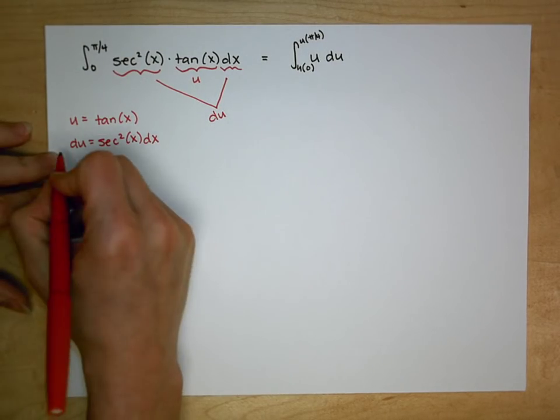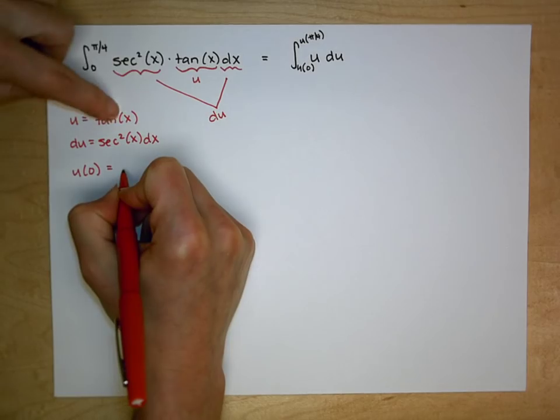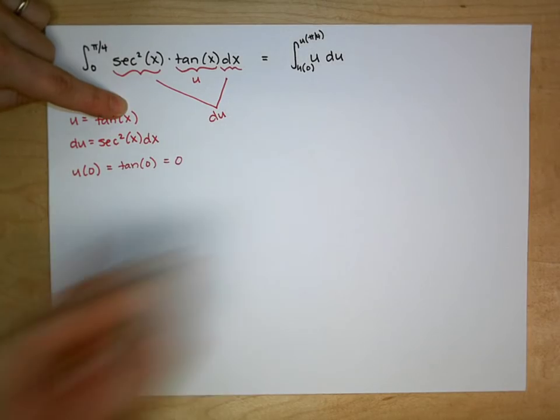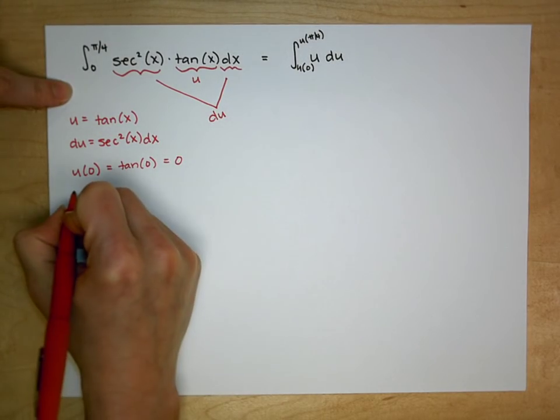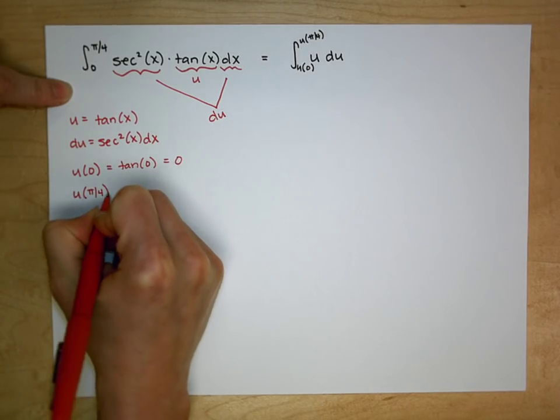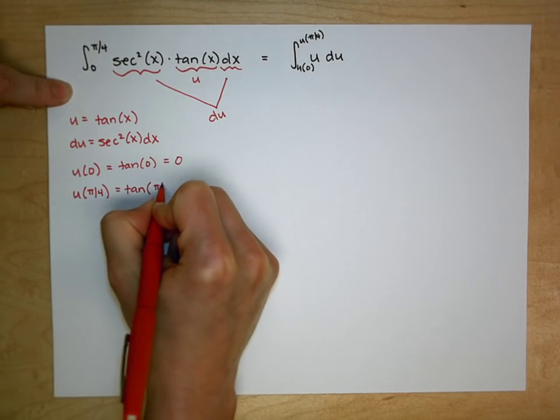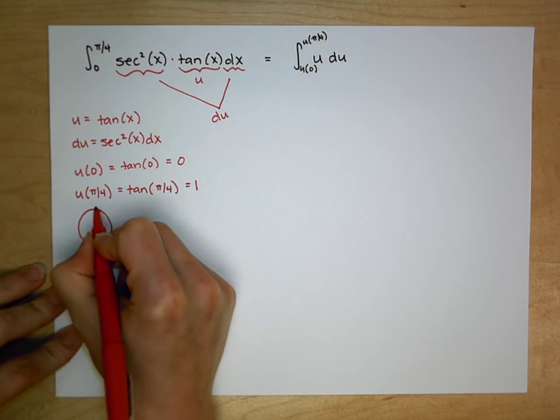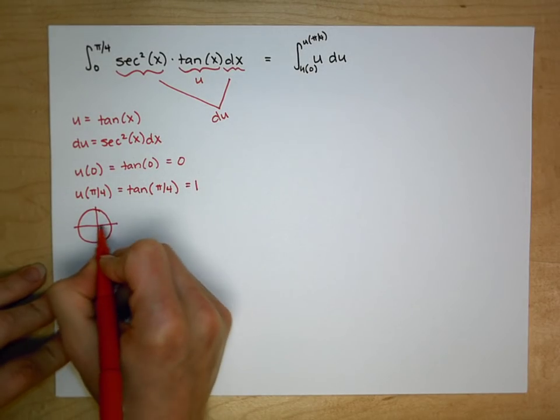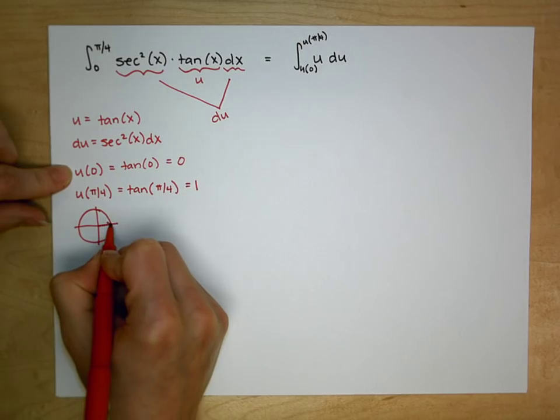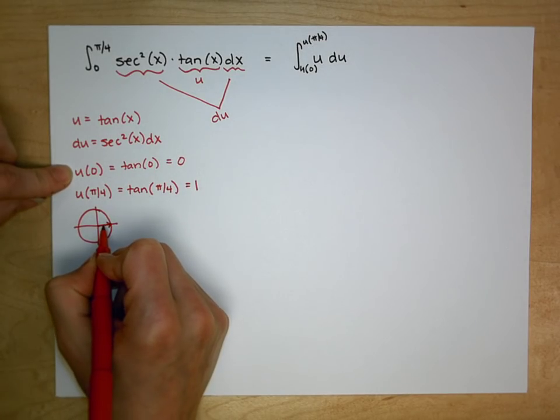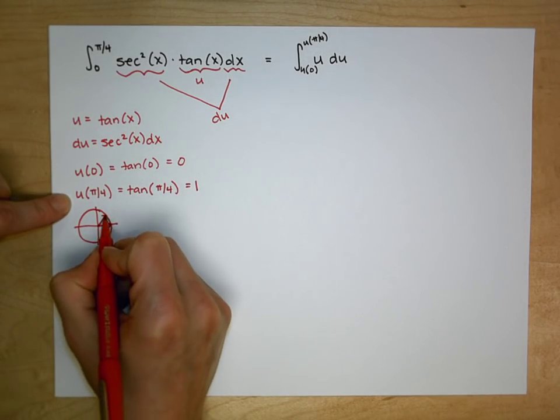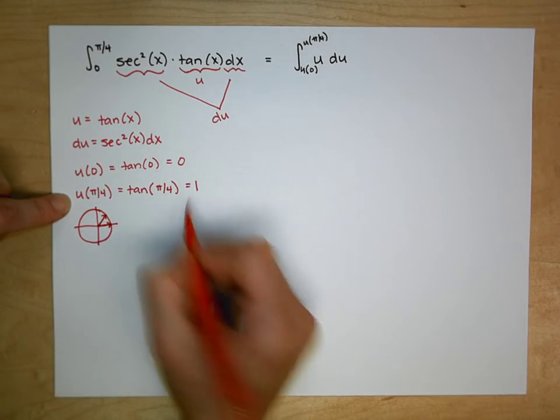So let's find that. u of 0, again, x is 0, I want to figure out what u is. So tangent of 0, you might remember that one as being 0. And then u of pi over 4 is tangent of pi over 4, which is 1. Okay, so the way I'm getting these is, if you remember, the tangent function essentially tells you the slope at wherever your angle is. So this would be an angle of 0. I can see the slope, it's a horizontal line, so the slope is 0. This one is an angle of pi over 4. And I can see the slope, the x and y are changing at the same rate, so the slope is 1. You can also get those in your calculator.